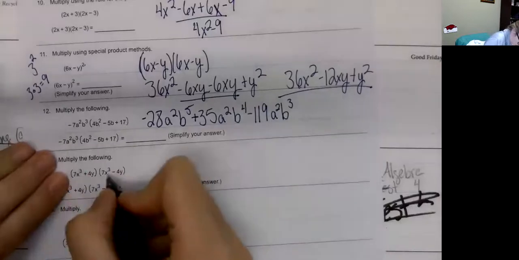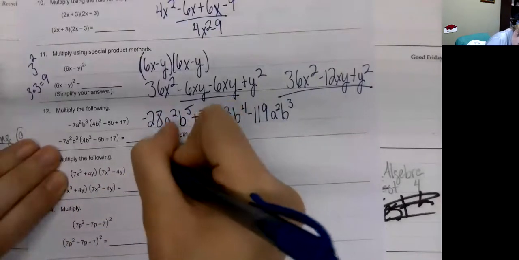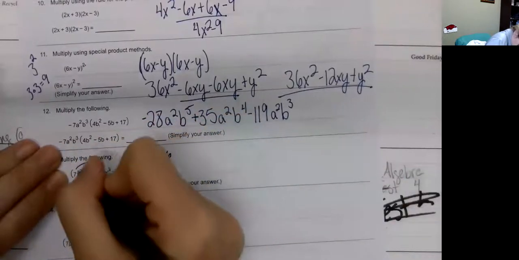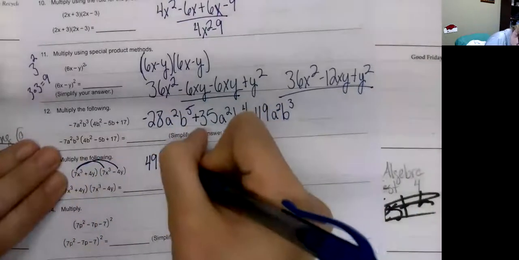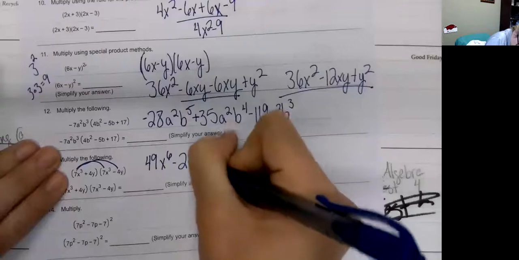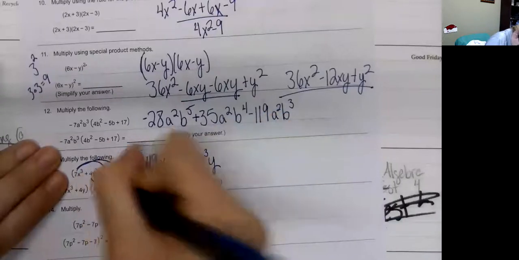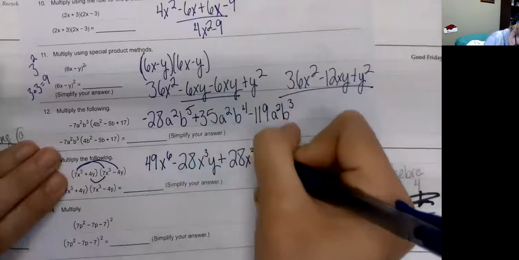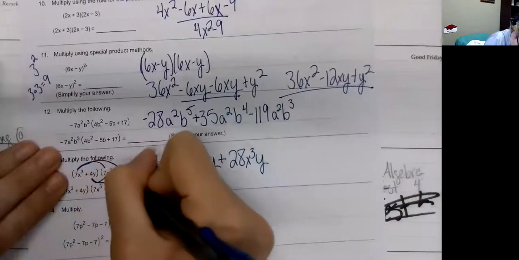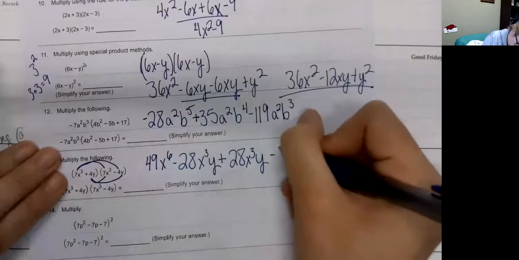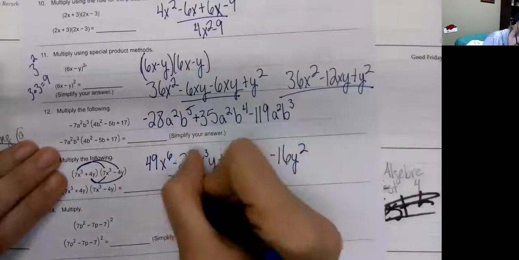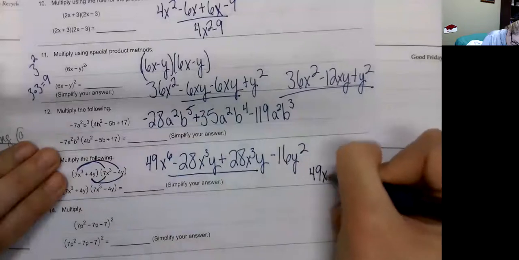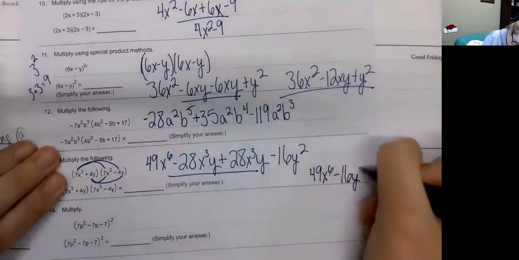Moving on. 7x cubed times 7x cubed. 7 times 7 is 49. X cubed times x cubed would be x to the 6th. And 7x cubed times negative 4y would be negative 28x cubed y. Now I have 4y times 7x cubed. That'd be positive 28x cubed y. Then I have 4y times negative 4y, which would be negative 16y squared. Negative 28 plus 28 would be 0, so our answer would be 49x to the 6th subtract 16y squared.